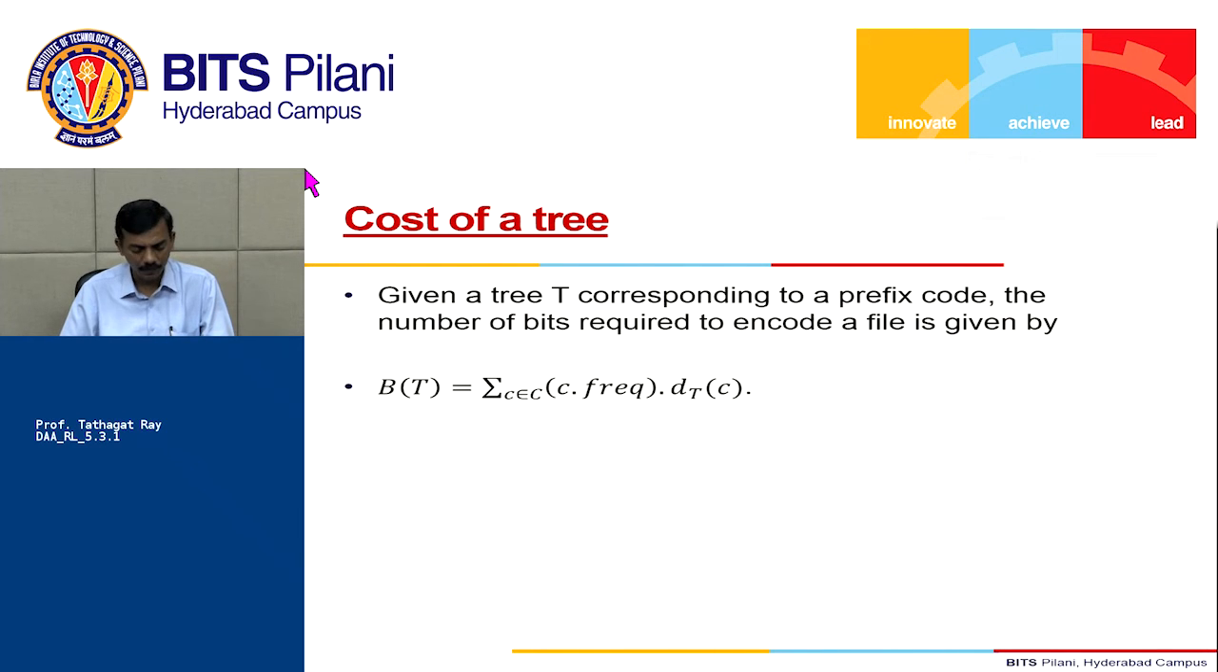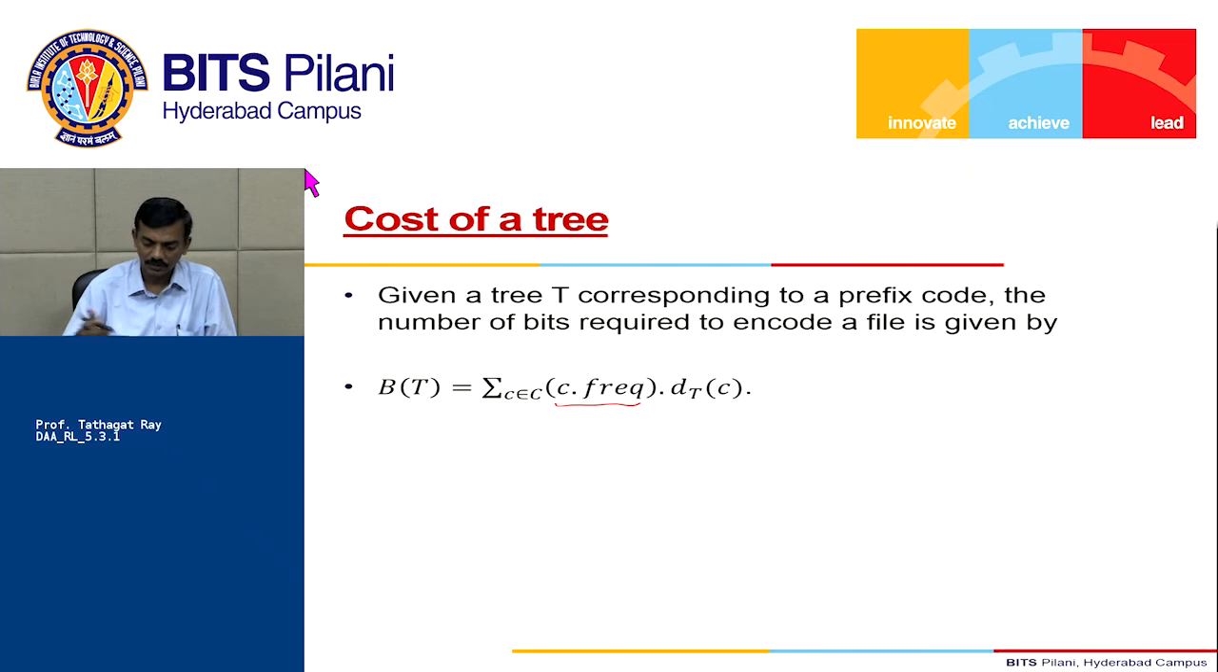Given such a tree representing your optimal prefix code, you can compute the cost of the tree. How do you compute that? The cost of the tree is nothing but how many bits will be required to encode the entire file. You have represented your entire encoding as a tree. Now the question you are asking is, what is the total number of bits required to encode the file? That is nothing but the frequency of each character times the depth of that character C in the tree.